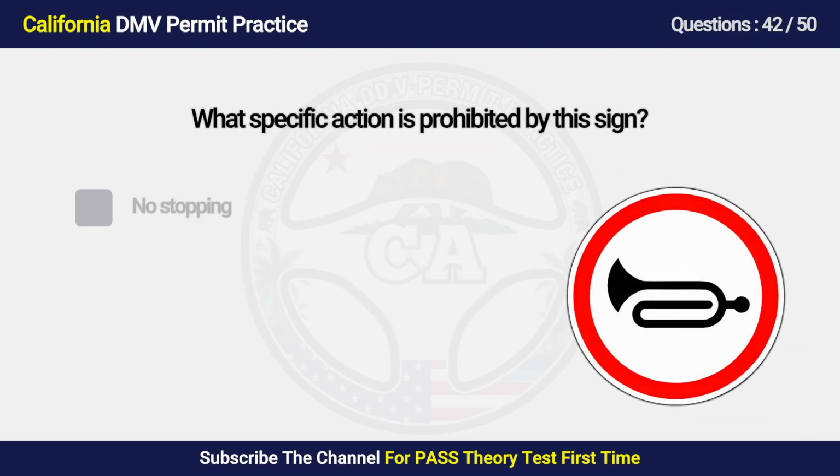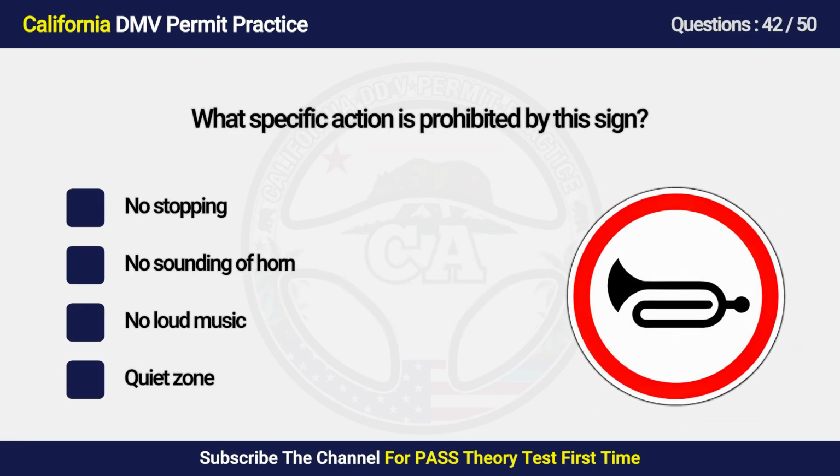Question 42. What specific action is prohibited by this sign? A, no stopping. B, no sounding of horns. C, no loud music. D, quiet zone.